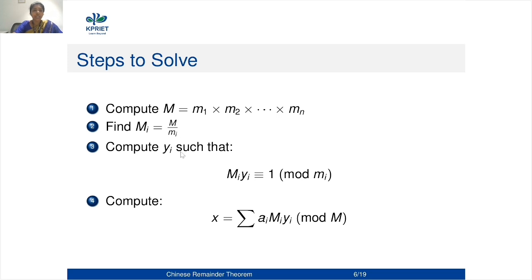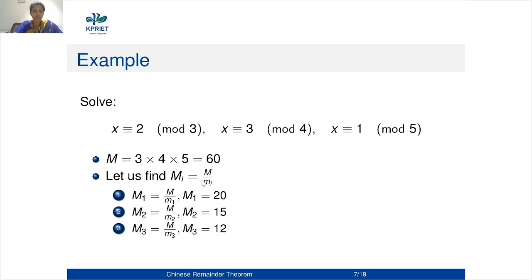So these are all the steps that we have to follow to solve this system of congruence equations. Let us first compute M, where M is the product of the mi's, and then we have to find Mi, which should be M by mi. Then we have to compute the values for yi, where yi is found by using this congruence expression: Mi into yi is congruent to 1 modulo mi. And finally, after computing Mi and yi, we have to frame this expression, which is the solution for the given system of congruence expressions. Now let us understand this concept thoroughly through a problem.